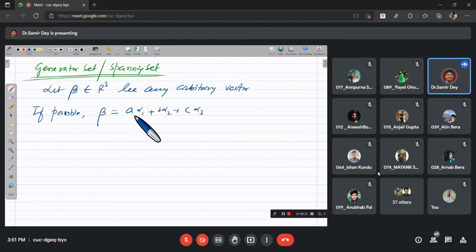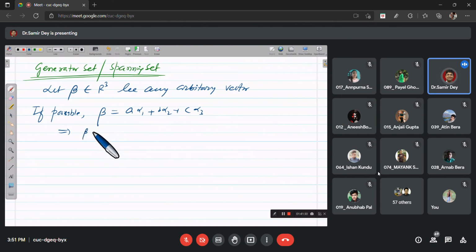if it is possible to express, then we can say beta is a linear combination of alpha 1, alpha 2, alpha 3. Basically, beta is any arbitrary vector. So that means any vector of R cube can be expressed as a linear combination of alpha 1, alpha 2, alpha 3, provided you can prove it. Now listen, let's see. So here we can write what is beta. Basically, you can write beta 1.